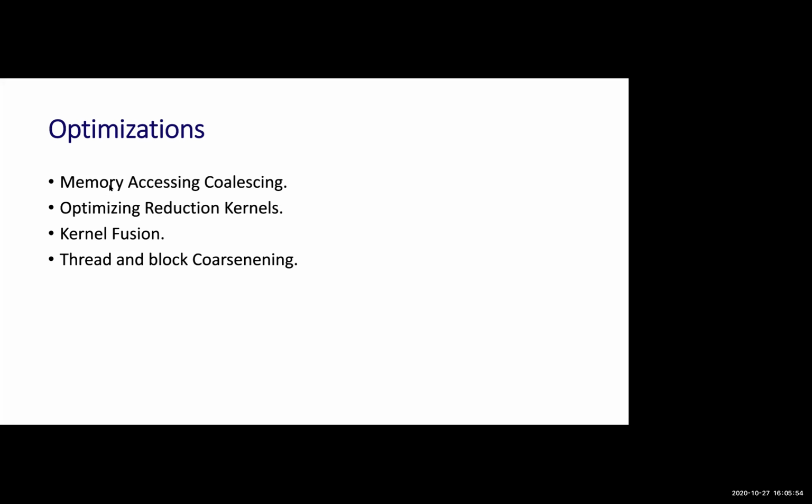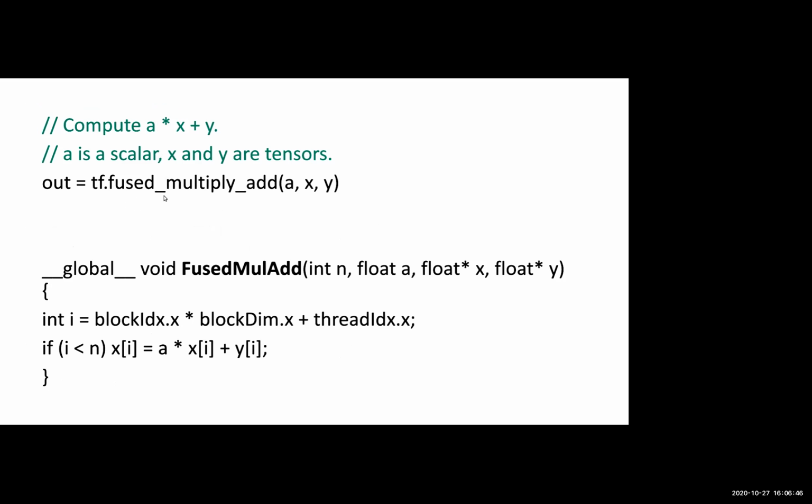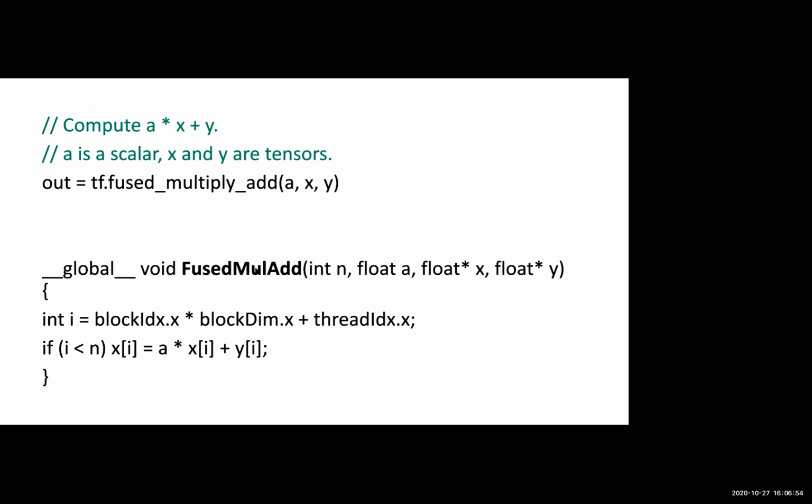So these are the optimization techniques. I'll cover kernel fusion first, only kernel fusion for this session. If you have two operations, like ax plus y, you define tf.multiply(a, x) and tf.add in TensorFlow. But in CUDA C++, tf.multiply will be mapped to one kernel and tf.add to another, so you have two kernels. In kernel fusion, these two kernels are fused into one kernel: fused multiply add.